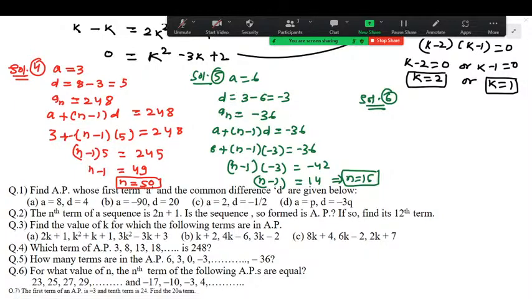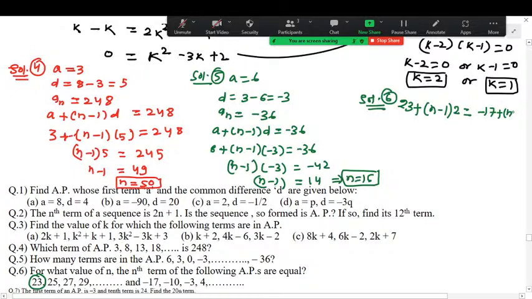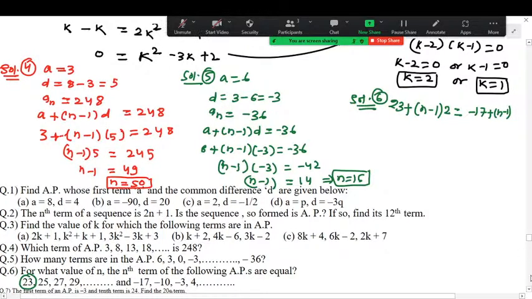Okay, in this AP you are given with A being 23. Then you are having n. Let's say n is n itself. D is 25 minus 23, that is 2. For the second AP, the first term is minus 17, and n minus 1 needs to be substituted, and D over here is minus 10 minus 17, minus 10 minus 7, that is plus 7. Plus 7. Okay.